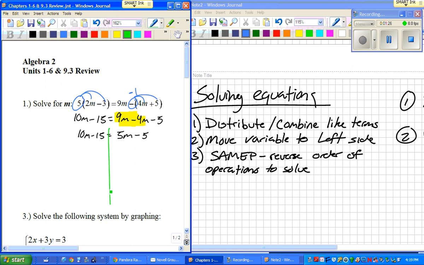So now I got to get my variable to one side, and that is the left side. So I'm going to subtract the 5m. We're left with 5m minus 15 equals negative 5. Now this is where we start going into step number 3, which is using SADMAP. Okay, so I'm going to add 15 to both sides.